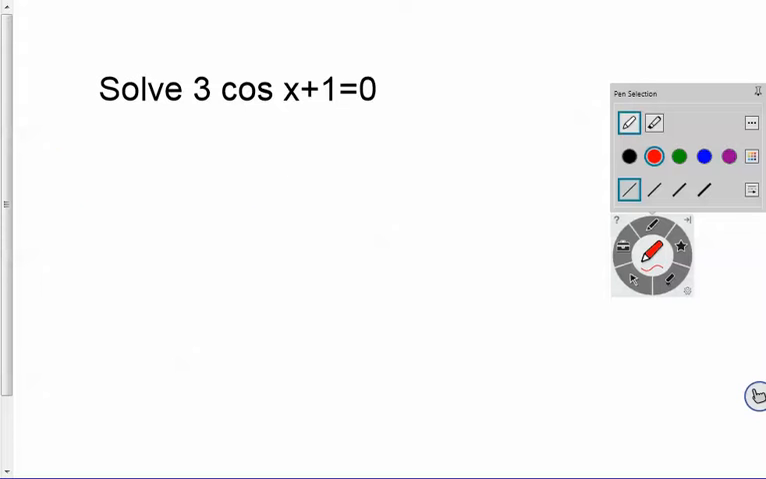Let's check out some more stuff. If we want to solve 3 cosine x plus 1, yes, you can totally, 100% use the graphing calculator to do it, but I don't want to do that.